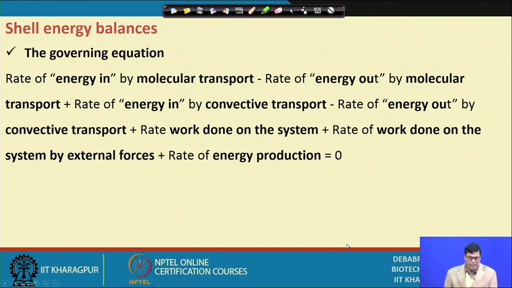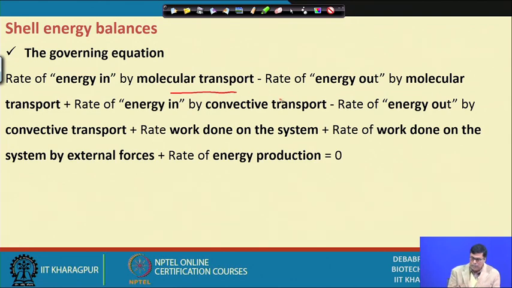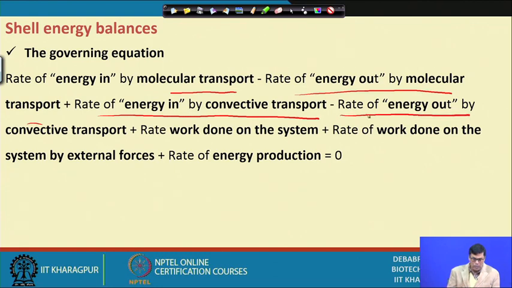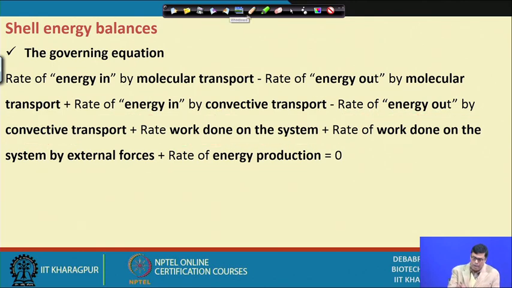Now, the shell energy balance, the governing equation, we can explain like this: the rate of energy in by molecular transport minus rate of energy out by molecular transport, plus rate of energy in by convective transport minus rate of energy out by convective transport, plus rate of work done on the system by the external force, plus rate of energy production, all of that should be equal to 0. This is the governing equation.